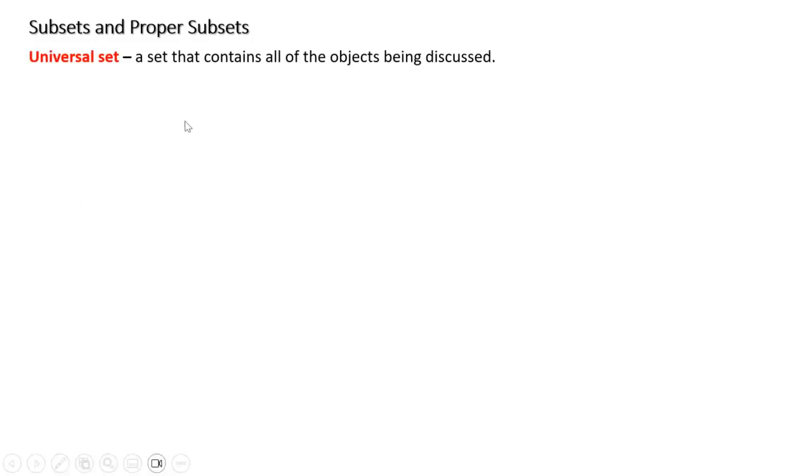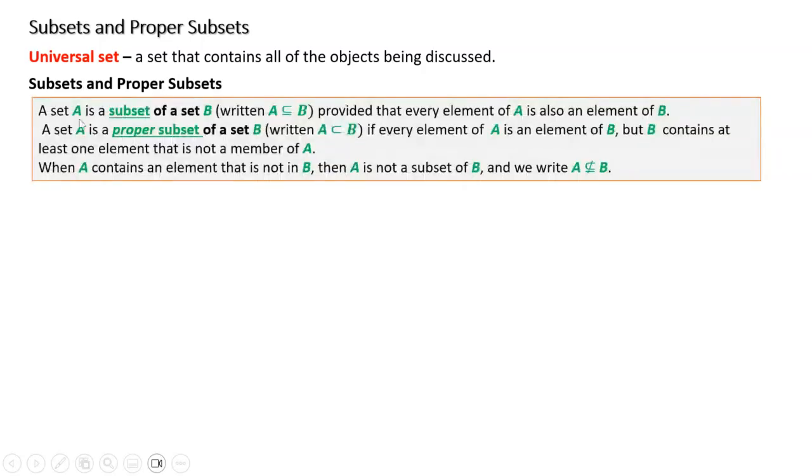Now comes more definitions. Subsets and proper subsets, and also universal set. The universal set is a set that contains all the objects being discussed or considered. Subsets and proper subsets.